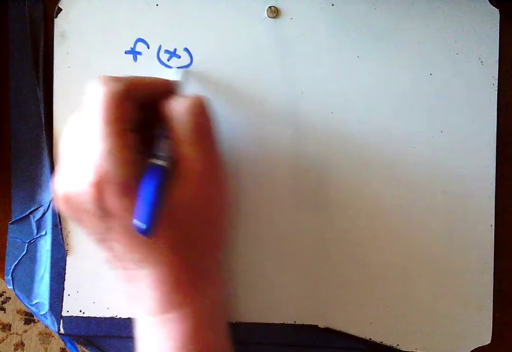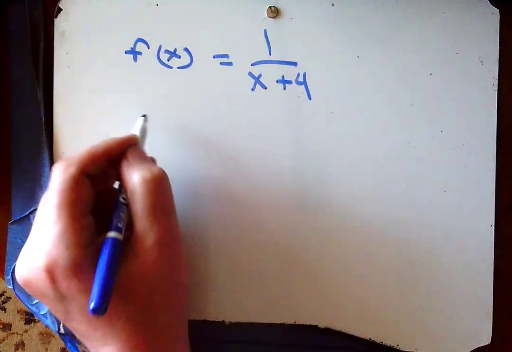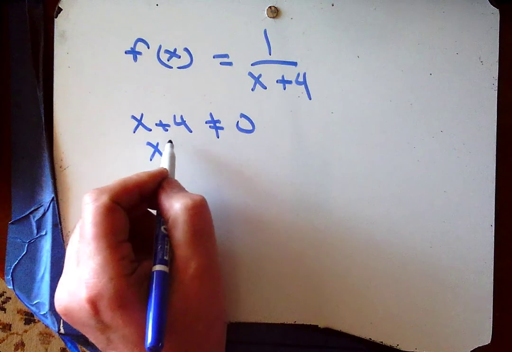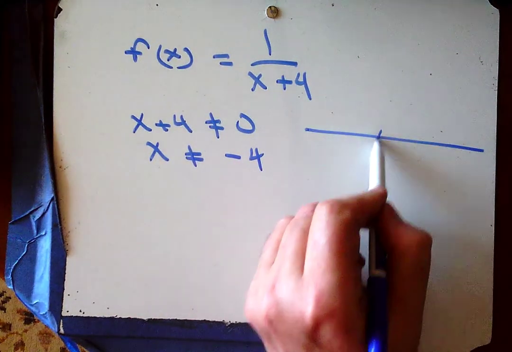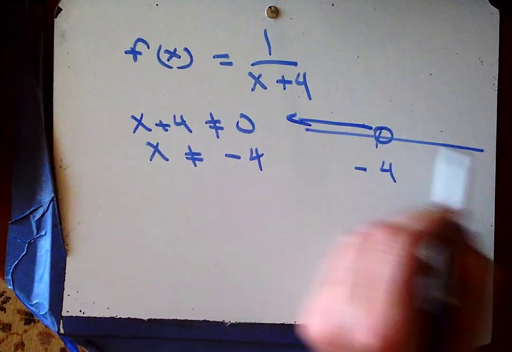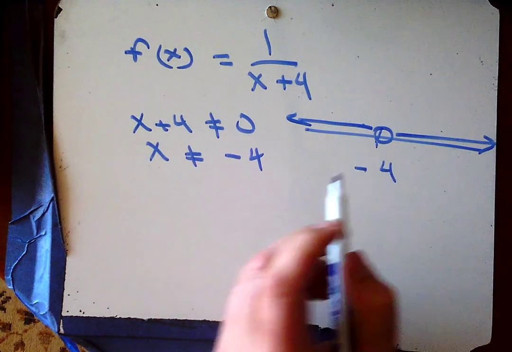What's that going to look like? Okay, here's a function. We've got 1 over x plus 4. Well, I'm going to say x plus 4 can't be equal to 0. And when I subtract 4 from both sides, x can't be -4. On the number line, that looks like this. X can be these values, x can be these values, x can't be -4.